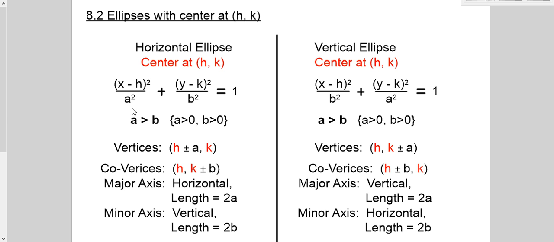So if you have your a squared under the x, that's why it's horizontal, because x goes sideways. If you have your a squared under the y, it is vertical because y goes up and down. So a is always greater than b.